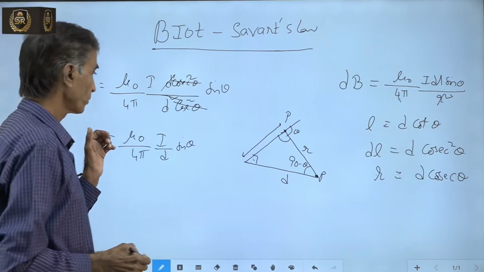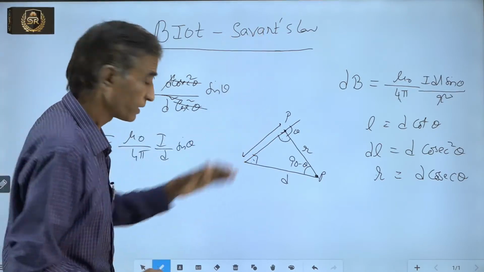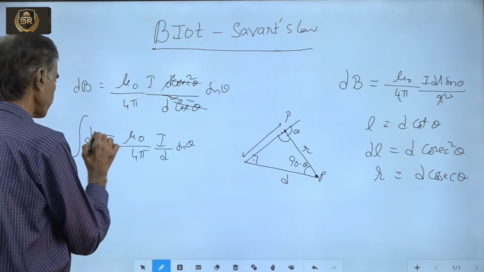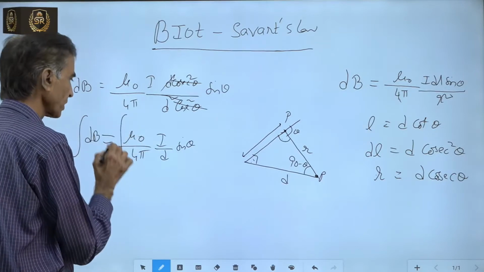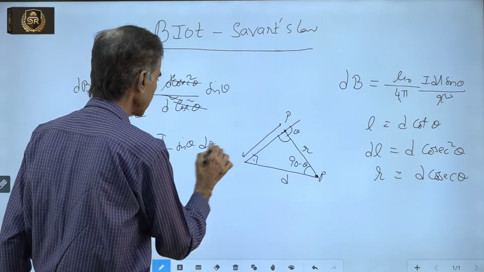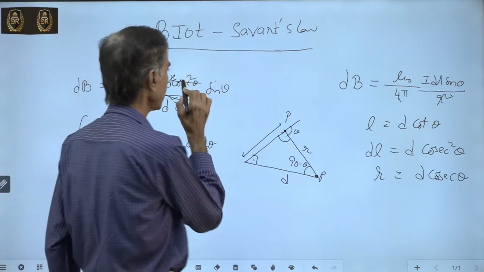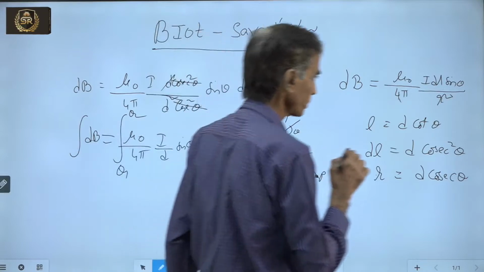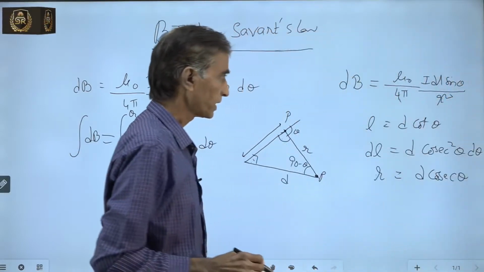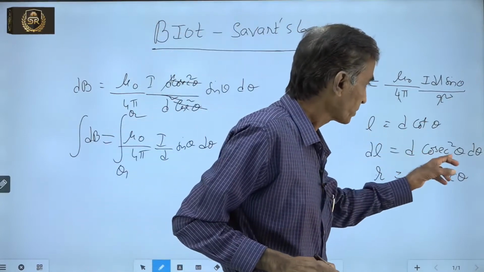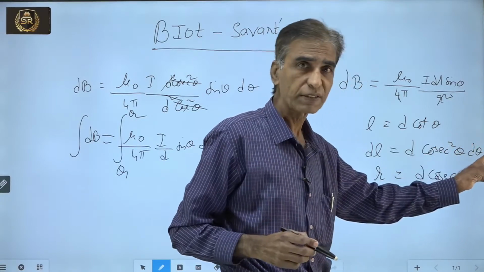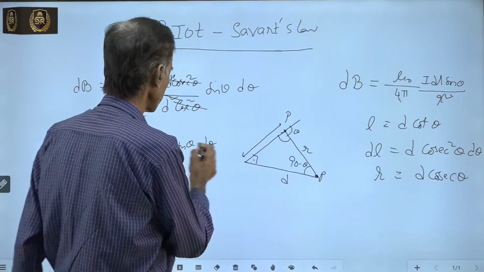So what do we want? We want the total field. So when we want total field, we are going to get integral of dB equal to integral from theta 1 to theta 2 of sin theta d theta. Right, sin theta here also, you have to put d theta. Because for cot theta we have cosecant square theta, but what about this theta? Theta is a variable, therefore differential of that will be d theta.